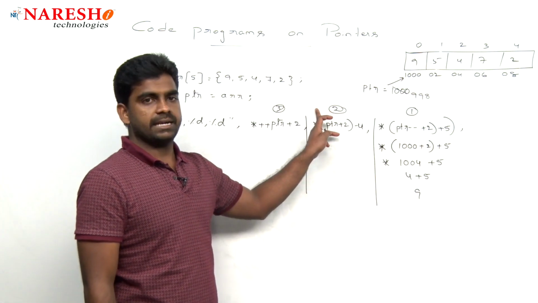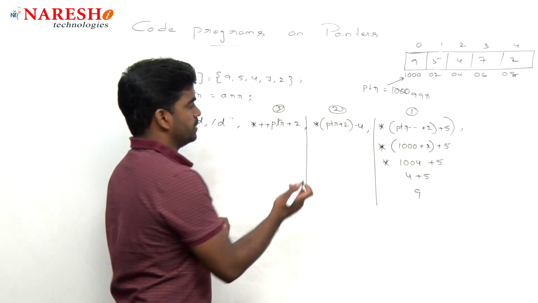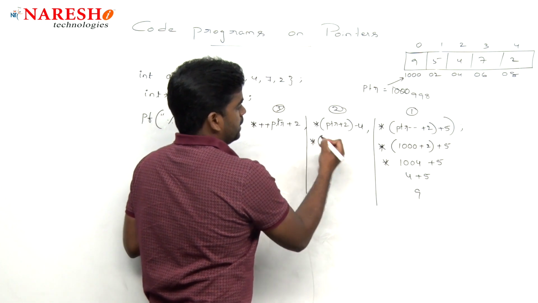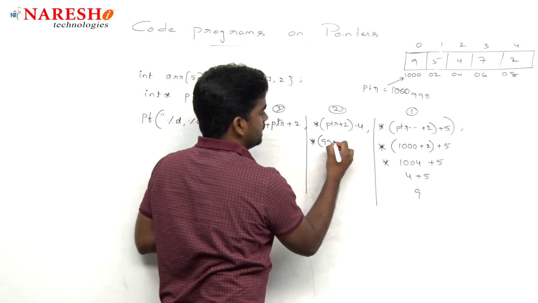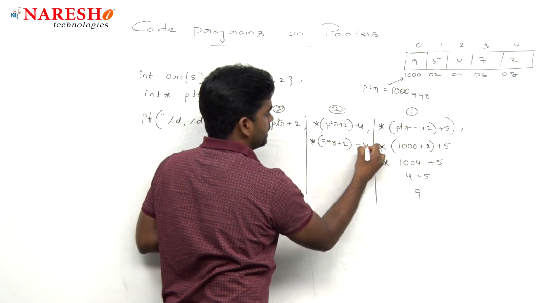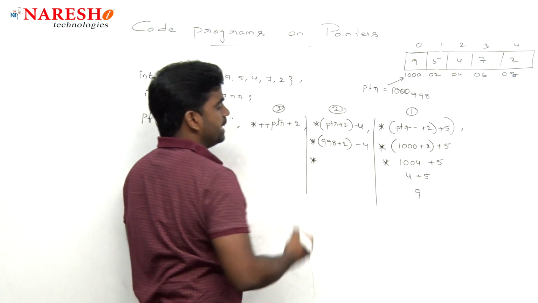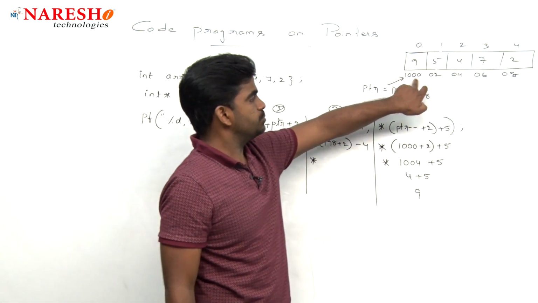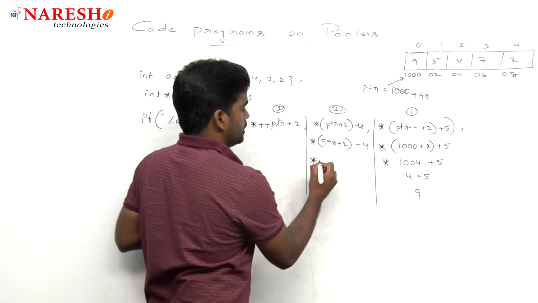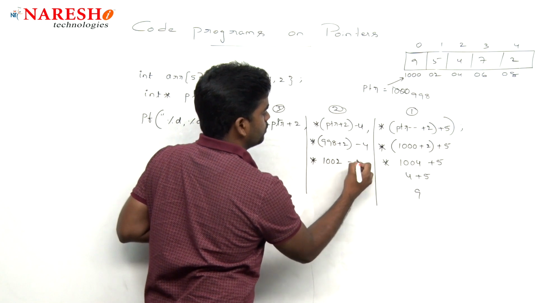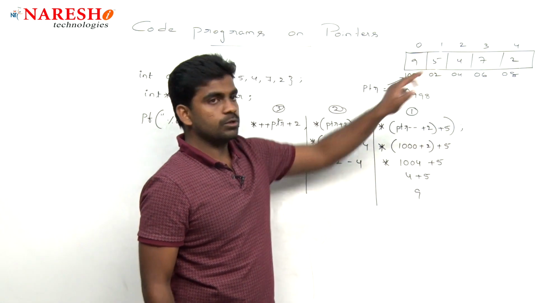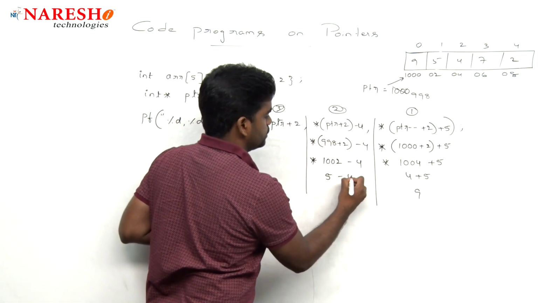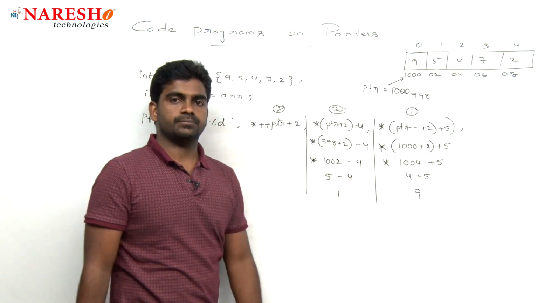Next it will come to the second expression, the last but one. Pointer PTR value: what is the PTR value now? 998 plus 2 minus 4. 998 plus 2, here it is plus 1 and plus 2. So that is 1002 minus 4. Here the pointer to 1002 is what? 5 minus 4 value is a 1.